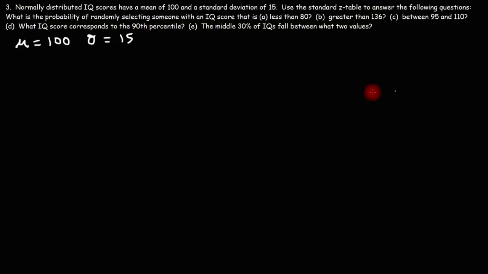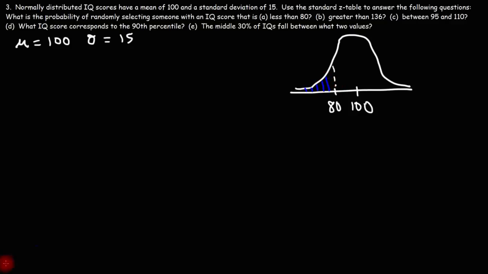Now let's draw a picture. So here is a rough sketch of our bell curve. The mean is 100, and we want to find the probability of selecting someone with a score of less than 80. So what we need is the area to the left of 80. The first thing we need to do is calculate the z-score, and then we can use the z-table to get the area under the curve.